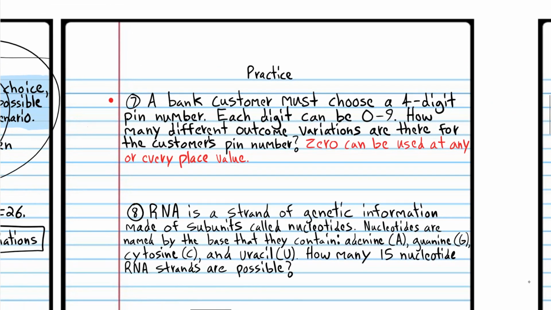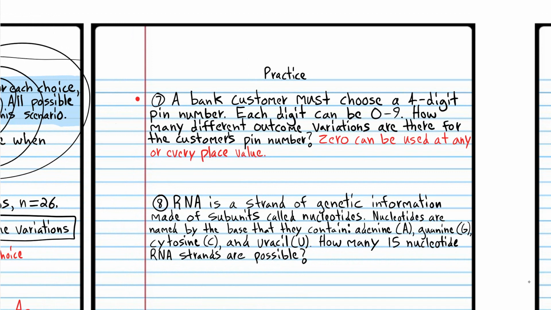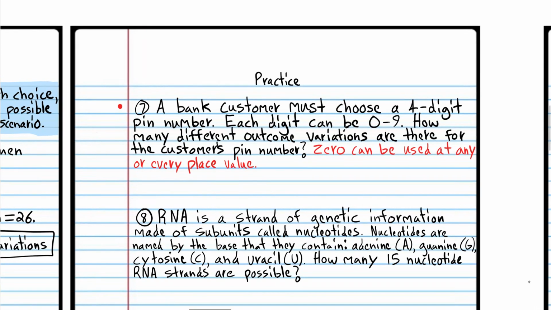It says a bank customer must choose a 4-digit PIN number. When you get a credit card or a debit card, they're going to ask you to choose a 4-digit PIN number. And each digit can be 0 to 9. Now, some banks may not allow you to choose certain numbers. But in this case, we'll just say that you can choose any of those numbers from 0 to 9.